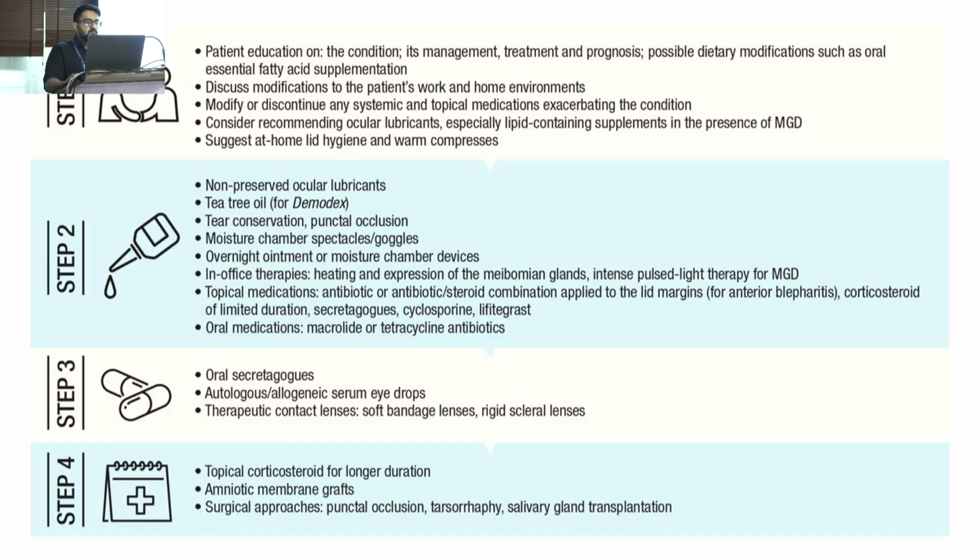So these are steps 1, 2, 3, and 4 of dry eye management. The first mainly involves patient education and lifestyle modification. The second step involves treatment of demodex and other ocular surface disorders. Step 3 is necessary where the patient's cornea and conjunctiva start to get affected. And step 4 is where the patient develops corneal ulceration, where you may have to go for amniotic membrane grafts.